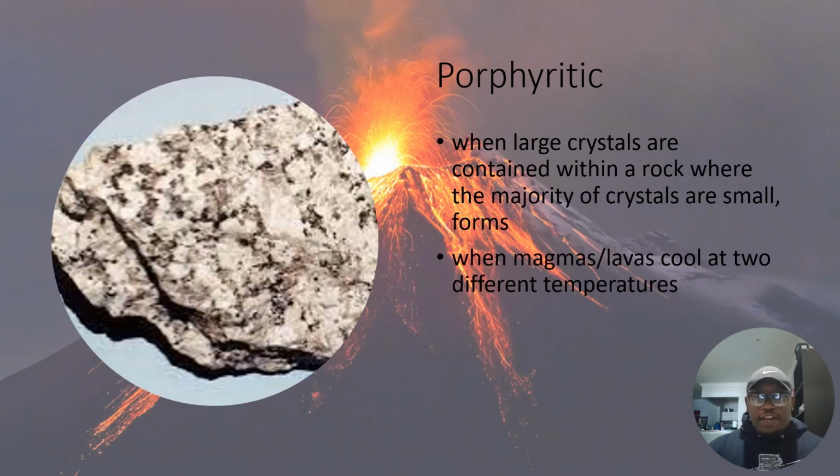Then we have porphyritic. Basically, you have one large crystal, and around it, you have smaller bits of crystals forming around it.